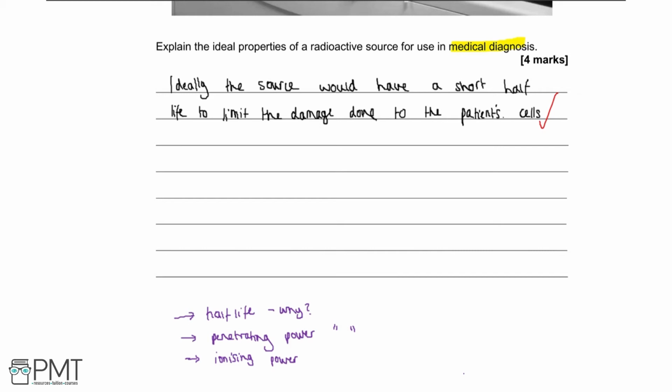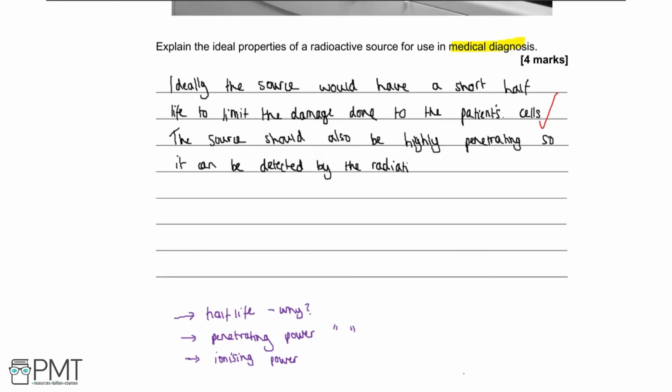And then secondly, if we look at the penetrating power that we want our source to have, we want our source to be highly penetrating. And this is because we need this source to be able to get out of the human body. For example, if we used alpha, which is very lowly penetrating, then this would not escape the human body, and therefore we'd be able to detect nothing or only very, very low levels of radiation. And this doesn't tell us anything in terms of medical diagnosis. So we need a source that is penetrating enough to escape the skin once it's been inside the human body, so that it can then be detected by the radiation detector.